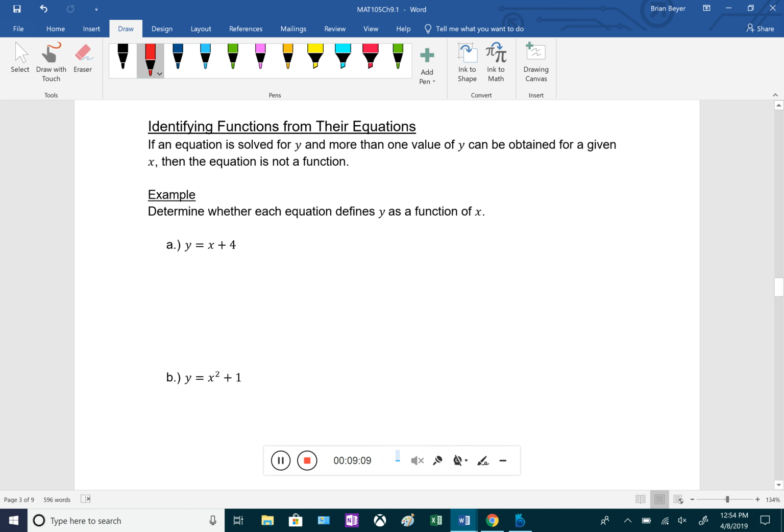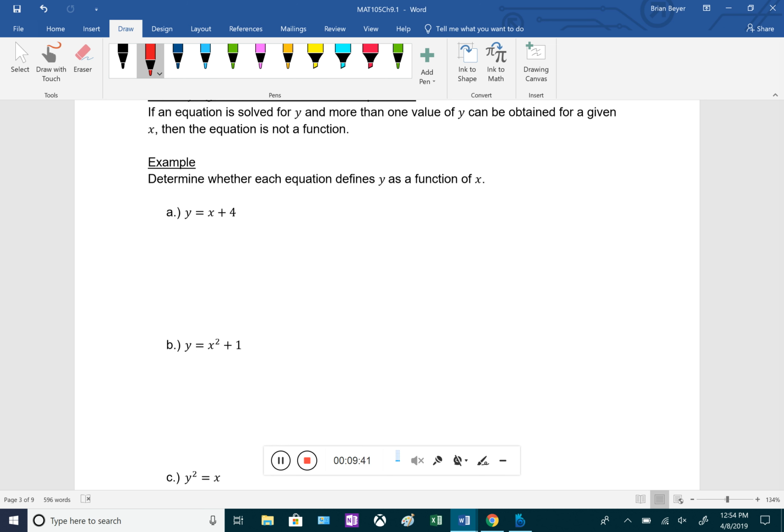Okay, so we already did identifying functions from relations with ordered pairs. That was hopefully relatively simple. Identifying functions from equations is a little bit more difficult. So what we want to do is solve the equation for y. And if we get more than one y value out for a given x value, then that means the equation is not a function. So it's the same definition, it's just a little bit more difficult because it's not as simple as just looking at the ordered pairs.